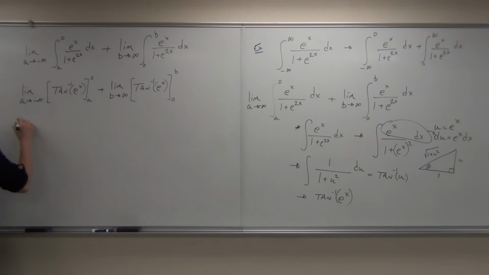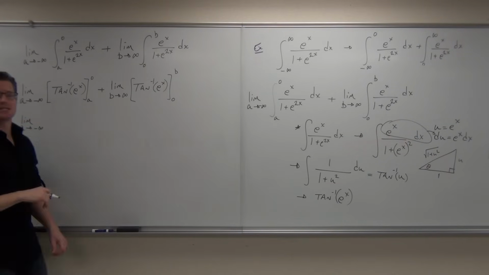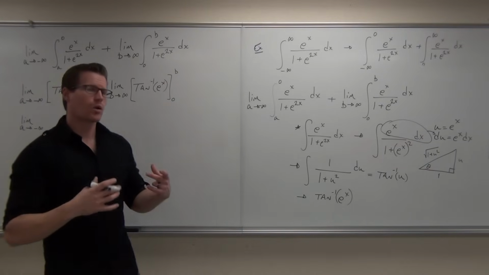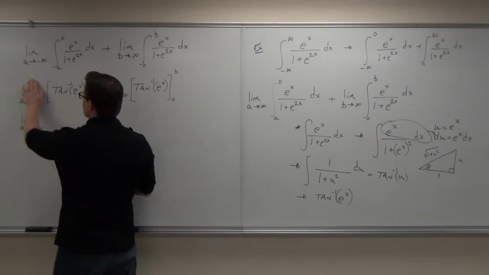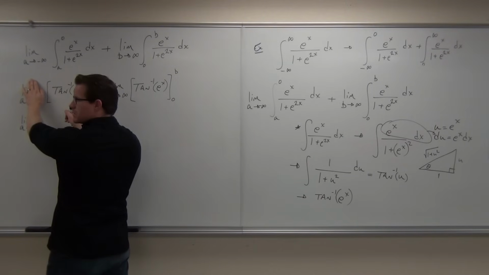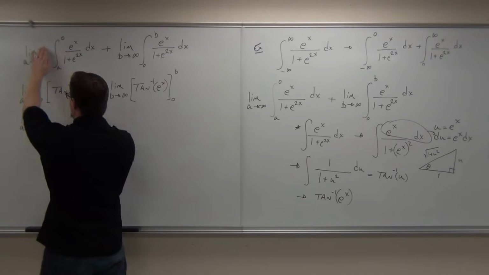Plug them in. So, are we still going to have limits? Yes, right now, yes. Have you evaluated the limit yet? No. Right now what we're doing is, look, if I didn't have this limit, I'd still have to evaluate, wouldn't I? Because you haven't done the limit yet. So I'd still be plugging numbers in.